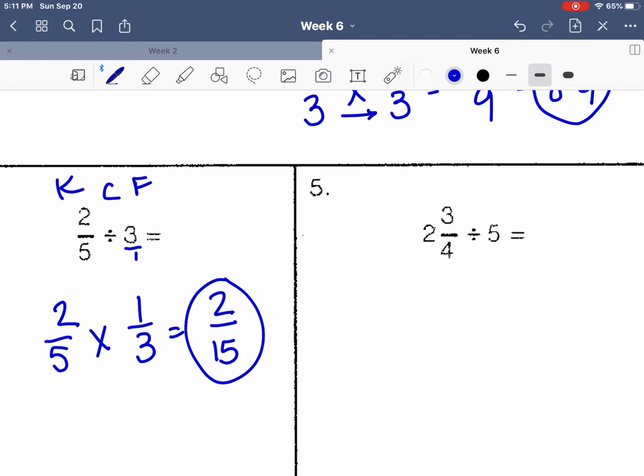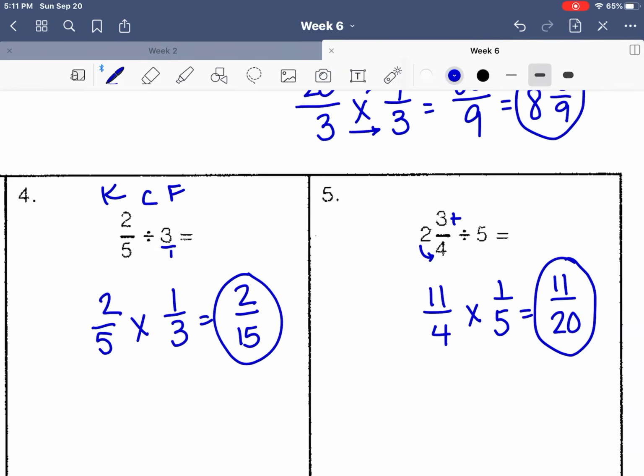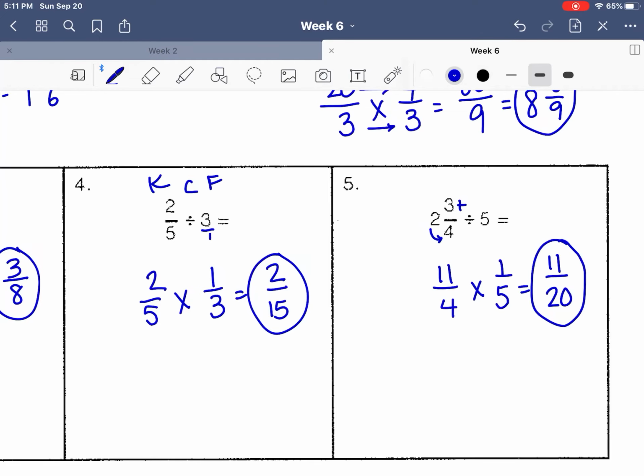Number 5, I have to change this to improper, but I'm still going to keep it even though I'm changing it to improper. So 2 times 4 is 8. 8 plus 3 is 11. This becomes 11/4. Change it to multiplication. Flip it upside down. 5/1 becomes 1/5. 11 times 1 is 11. 4 times 5 is 20. There are 11/20 of 5 in 2 3/4.